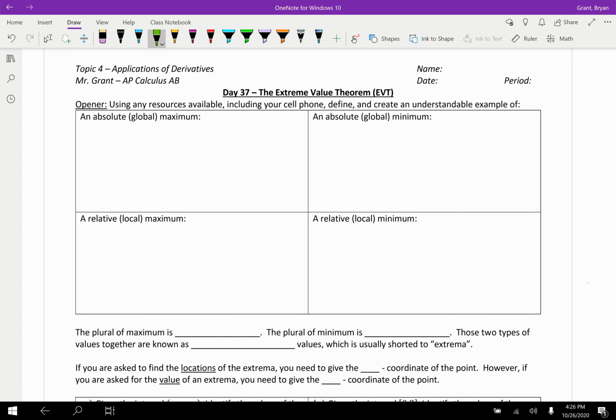Well, you guys have made it. You made it past topic 3, which was our small section on extra derivative rules. You made it past topic 2, our main section on derivative rules. We finally get to our topic 4, applications of derivatives.